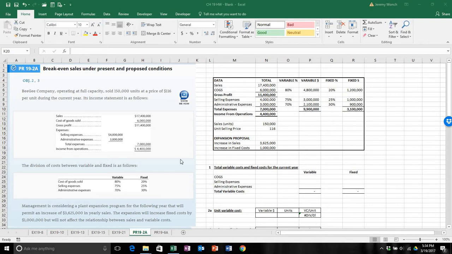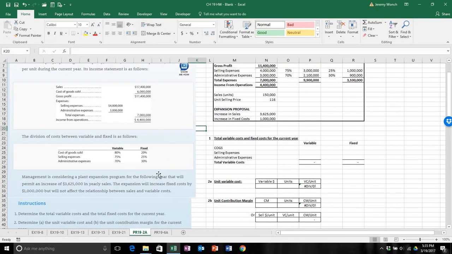Alright, so we're on problem 19-2A. In 19-2A, we have a company that's operating at full capacity where they've sold 150,000 units at a price of $116 per unit. Then it goes on to give us some income statement information here, and it also gives us the division of cost between what's fixed and what's variable.